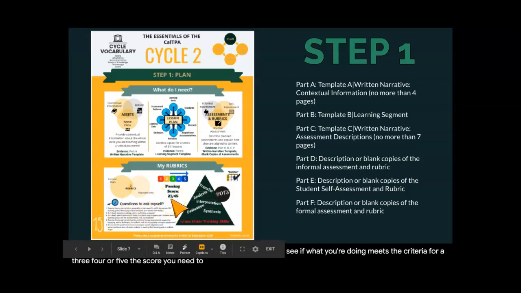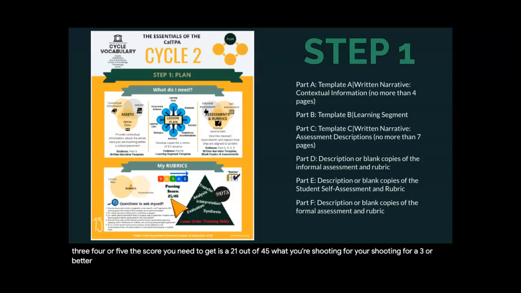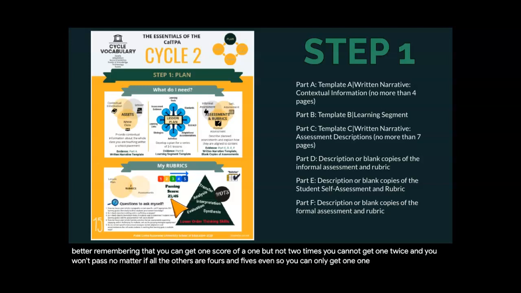The score you need to get is a 21 out of 45. So that's what you're shooting for. You're shooting for a 3 or better, remembering that you can get one score of a 1, but not 2 times. You cannot get a 1 twice, and you won't pass no matter if all the others are 4s or 5s even. So you can only get 1 1. So keep that in mind.